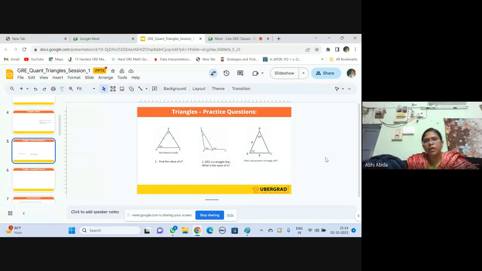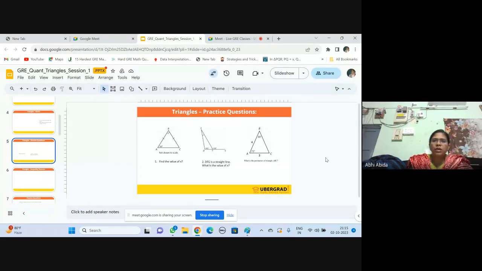Next, question number 3. What is the perimeter of the triangle? Whatever the triangle given here, we are asked to find out the perimeter of the triangle. To find the perimeter, we need to find the length which is missing over there, right? BC length is missing. So first of all, find out the BC length. Then go through the perimeter of the triangle.